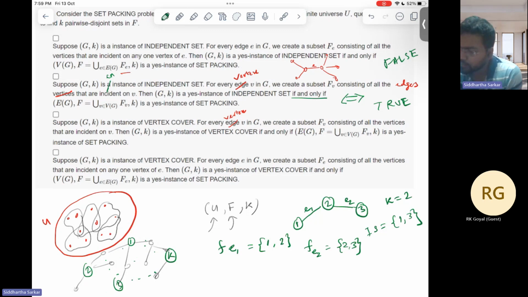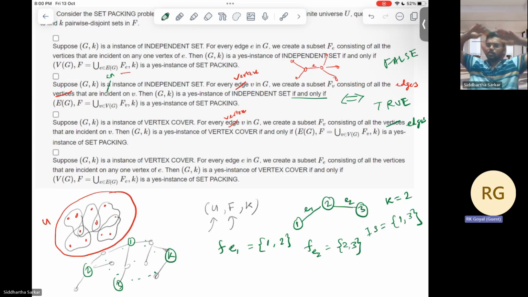It should be edges. Now it's fine. So now this is an instance of the vertex cover, and for the vertex cover, what this FV here comprises of is a set of all the edges that are incident on the vertices. So for every vertex, we get a subset consisting of all the edges that are incident on the vertex V.